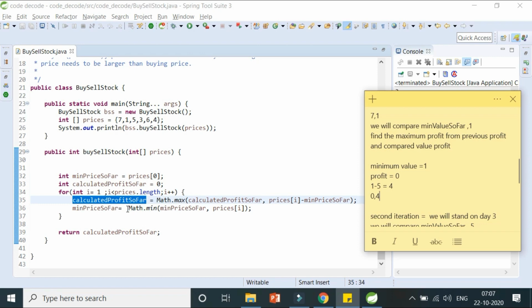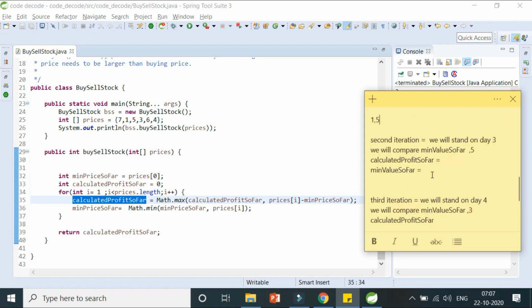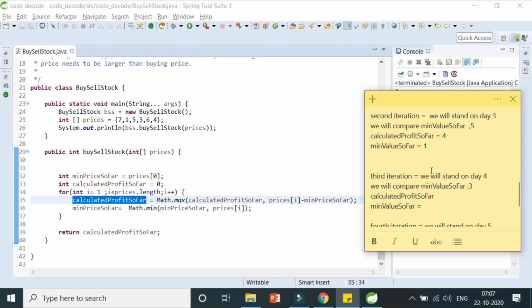And again we will compare on line number 36, 1 comma 5. So by default the minimum value would be 1. Okay. So here our calculated profit so far is 4 and minimum value would be 1. On day 4, our calculated profit so far is 4. So we will compare 4 comma, the current price would be 3 and we will minus it with 1. So 3 minus 1 is 2. So again the profit would be 4 and the minimum value will remain 1 only. Okay.